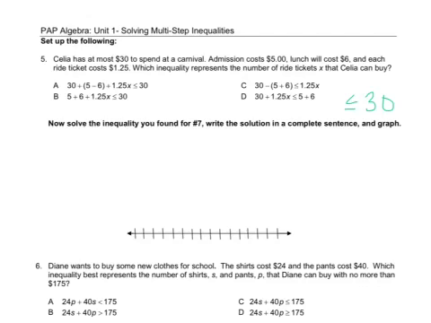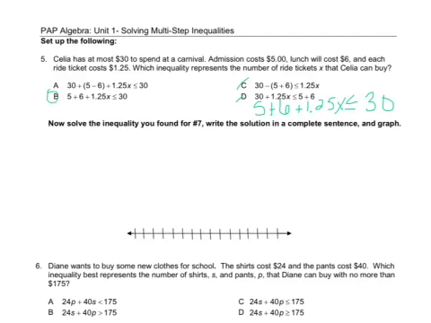Well, that cancels out C and D automatically. I also know that to get in it's $5 and her lunch is going to be $6. Well, she's only going to walk in once and only going to eat lunch once, so we don't have to put an x with those. But the ride tickets are $1.25 apiece. So that's what my inequality should look like. So that should be answer choice B.